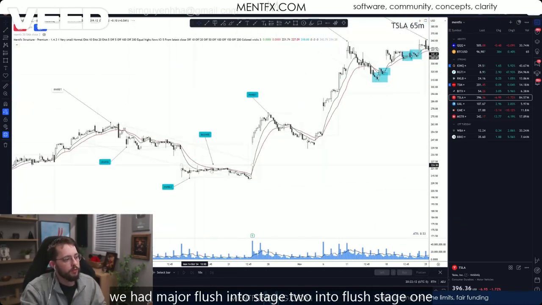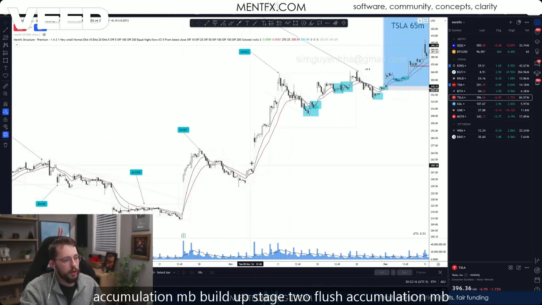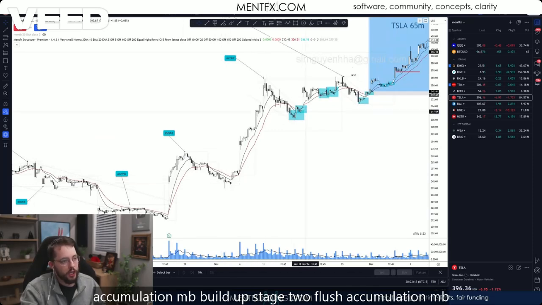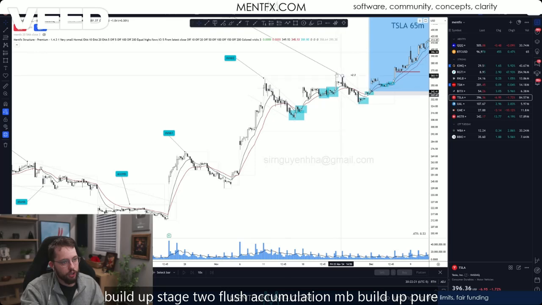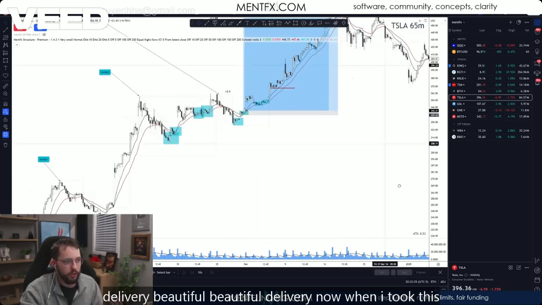We had a major flush into stage 2, into flush, stage 1, accumulation MB buildup, stage 2, flush, accumulation MB buildup, stage 2, flush, accumulation MB buildup, pure delivery, beautiful, beautiful delivery.